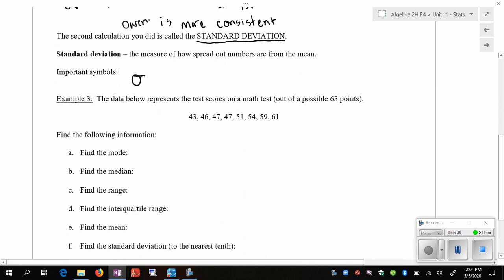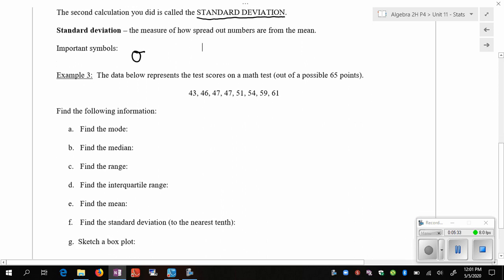So in example 3, we have a data set where we are asked to find the mode, median, range, interquartile range, mean, standard deviation, and sketch a box plot. So mode cannot easily be done on a calculator, but what you remember from back in middle school is that the mode is the most common value, and 47 is the only number in this list that occurs twice. You could have 2 modes, 3 modes, no mode. If everything occurred the same amount of times, then you could have no mode. So there's that. For the median, I'm actually going to let the calculator take over at this point.